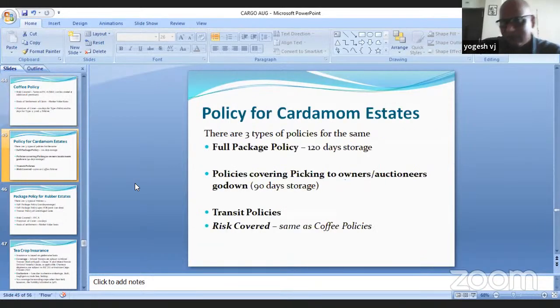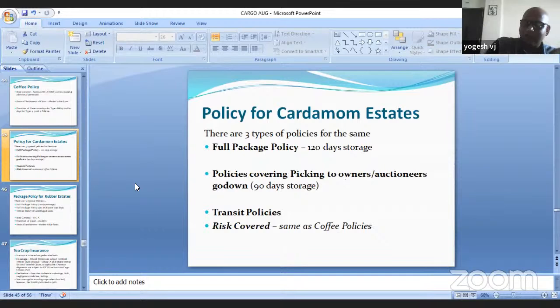Elaichi policy for cardamom estates. Again, it has 3 kinds of policies. Basically 2 kinds of policies. तीसरा transit policy. पहला है full package policy और दूसरा है picking the जो कार्डेमम निकाला है वो पिक करके उसको ऑक्शनर के पास लिखेगा. Okay, this is another policy.